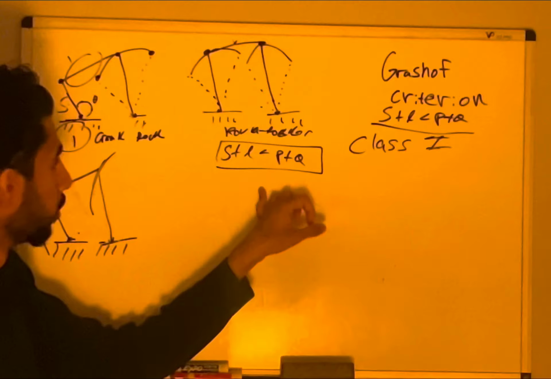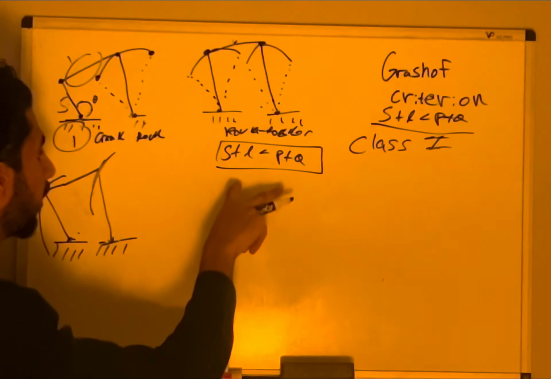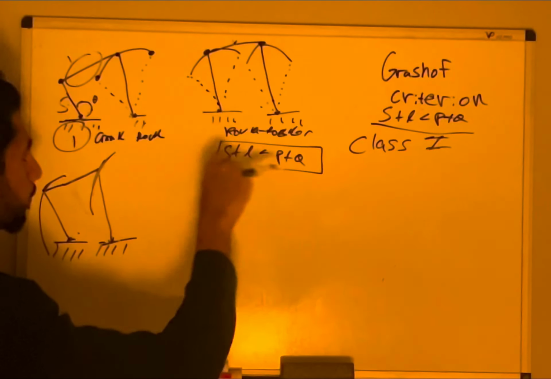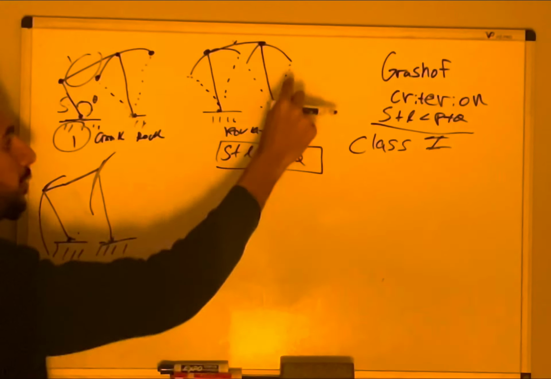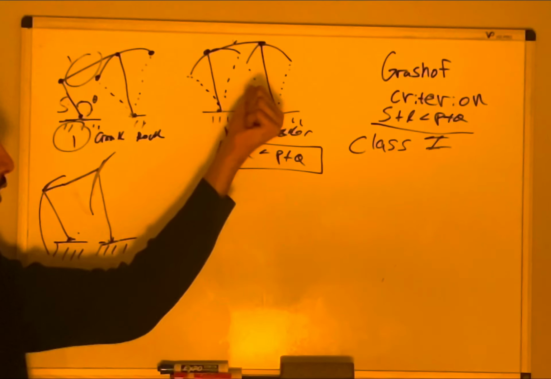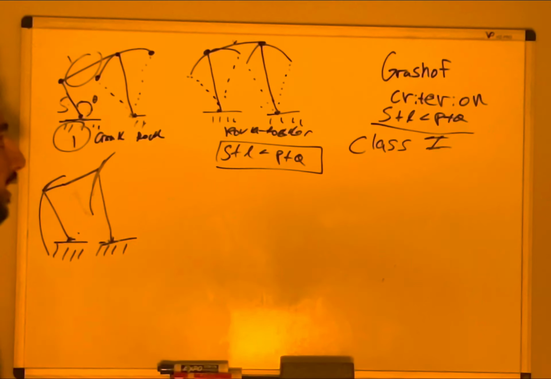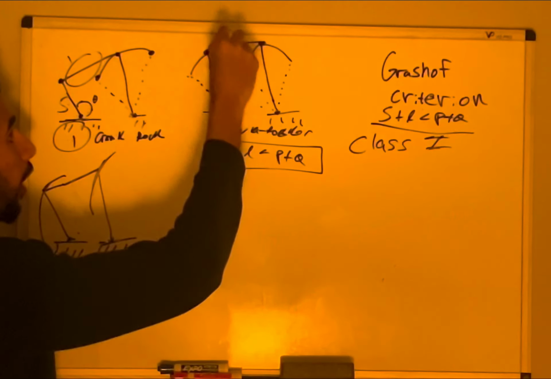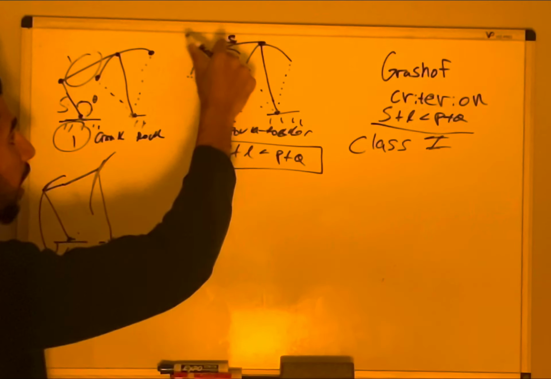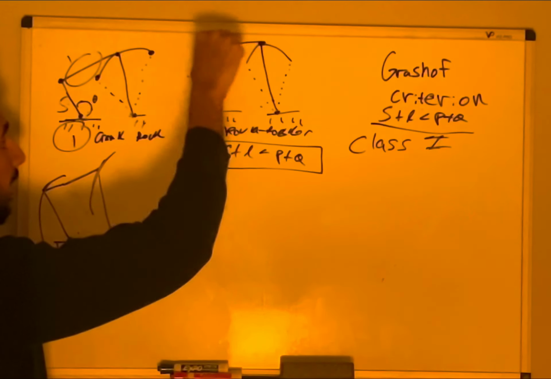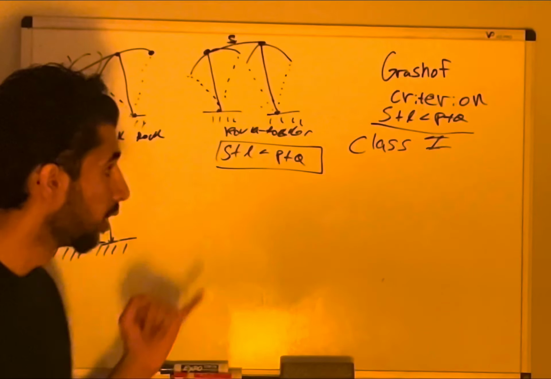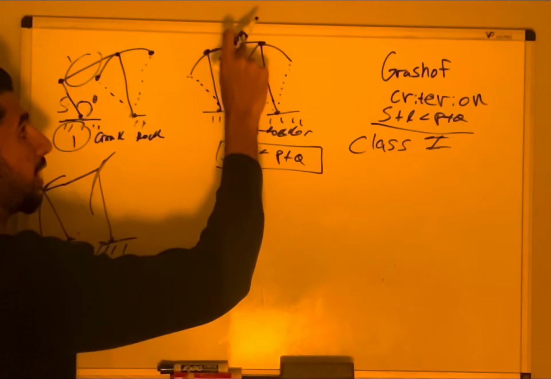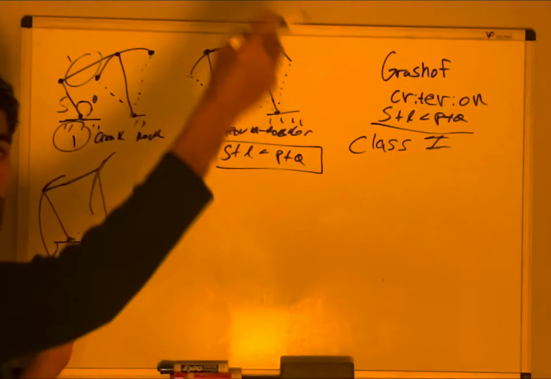Let's say this statement is true. Now what you have is these two. How do we achieve this inversion? This inversion is such that this link undergoes forward rotation. If you follow this link, it undergoes forward rotation. How do we achieve this inversion? If the link opposite to the shortest is grounded.